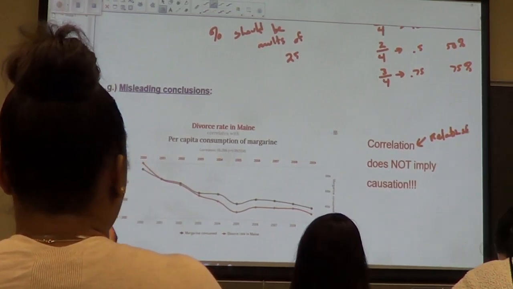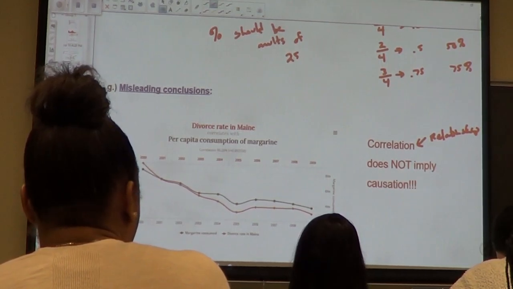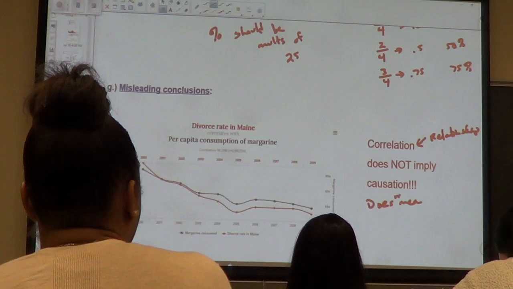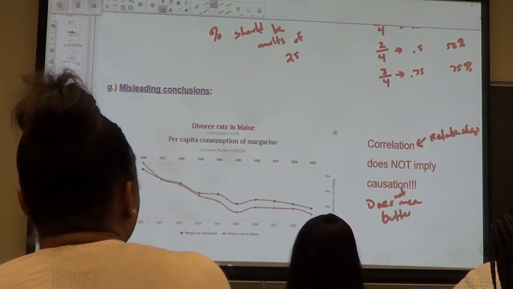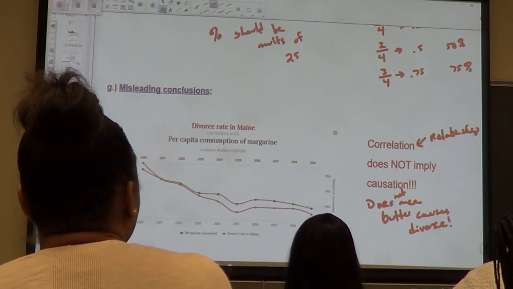Relationship does not imply causation. That means just because there's a relationship between butter and divorce rate, that does not mean butter causes divorce. Just because they're both going downhill, that doesn't mean that one causes the other to happen. Just because there's a correlation does not mean that one causes the other to happen.